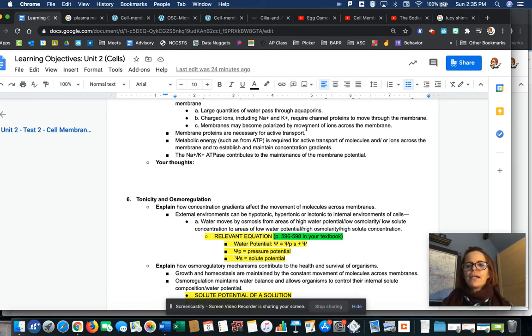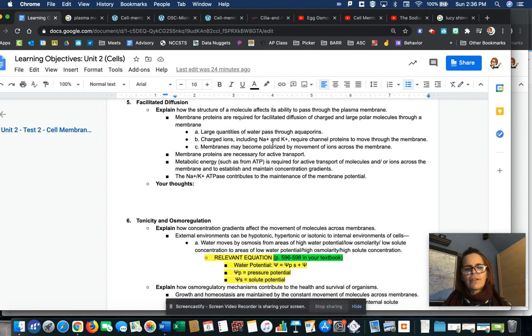And then membranes may become polarized by movement of the ions across the membrane. We'll talk about that a little bit more later. But when you have lots of positives on one side and lots of negatives on the other side, you actually polarize the whole tissue, which is kind of cool. And then membrane proteins are necessary for active transport. We know that. I'm not sure how that's facilitated. How is that facilitated diffusion when it's talking about active transport? They're not the same thing.